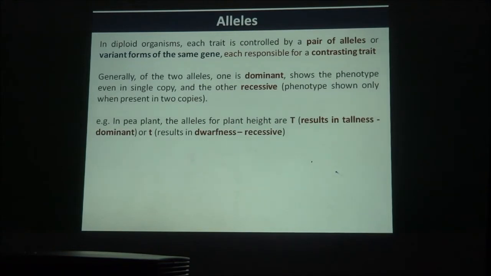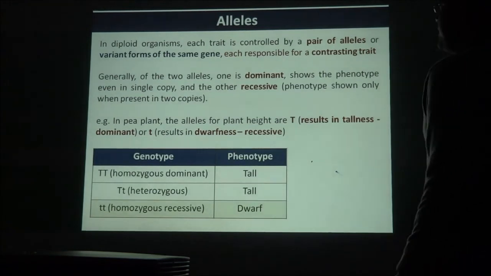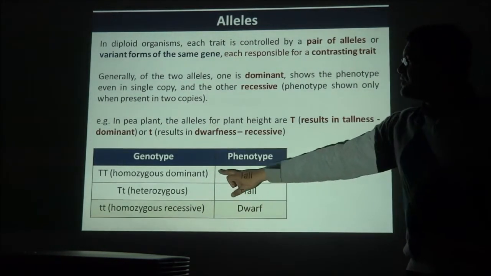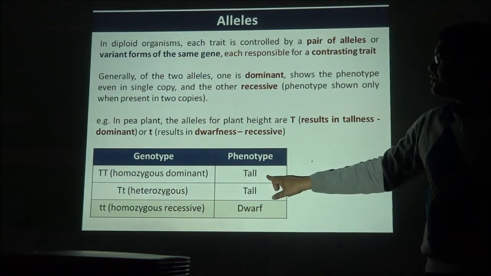For example, in pea plant, considering plant height, capital T represents the dominant allele. Capital T capital T, or capital T and small t, will give you a phenotype of tallness, and small t and small t together will give you a phenotype of dwarfness. Capital T capital T is homozygous dominant, both alleles of the same, dominant type, and this gives you tall.